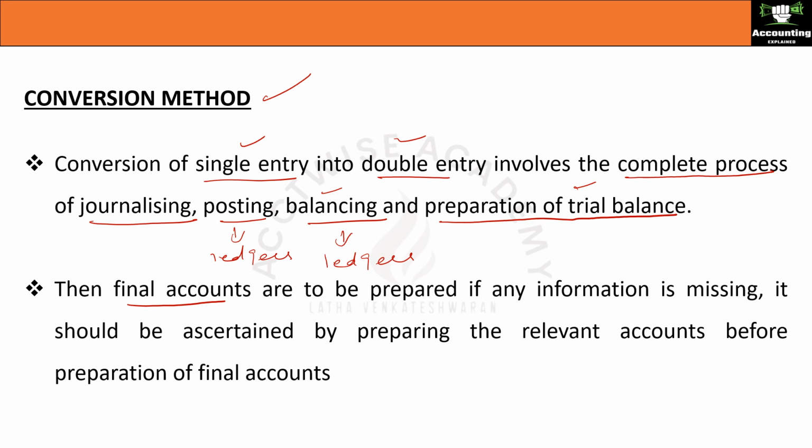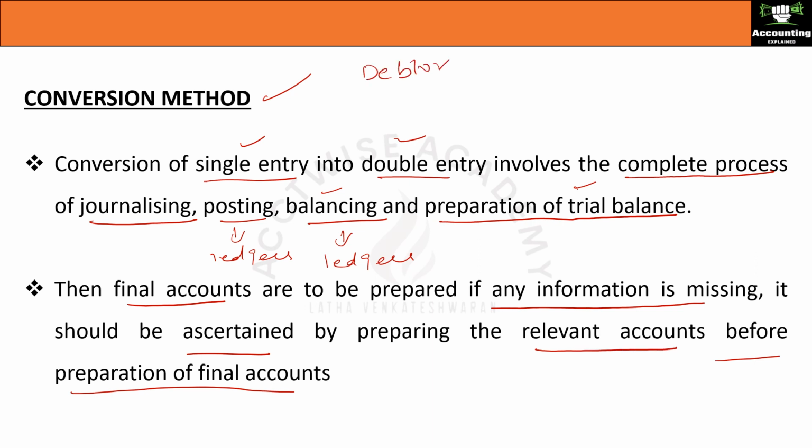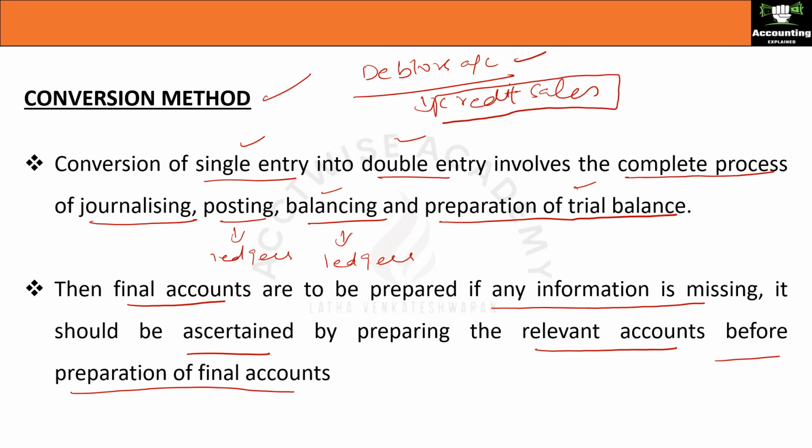Before preparation of final accounts, what we have to do? See, before preparation of final accounts, if any information is missing, it should be ascertained by preparing the relevant accounts. Take for example, debtors account. If in this account credit sales are missing information, then this account has to be prepared and balanced, and the balancing figure will be the credit sales. Then preparation of final accounts can be done.